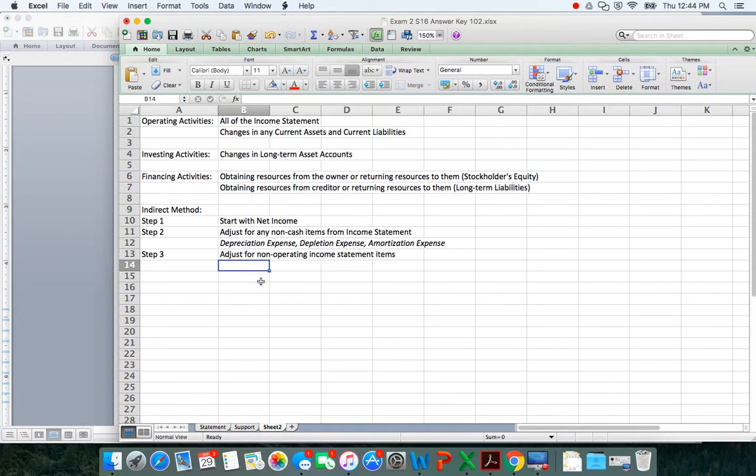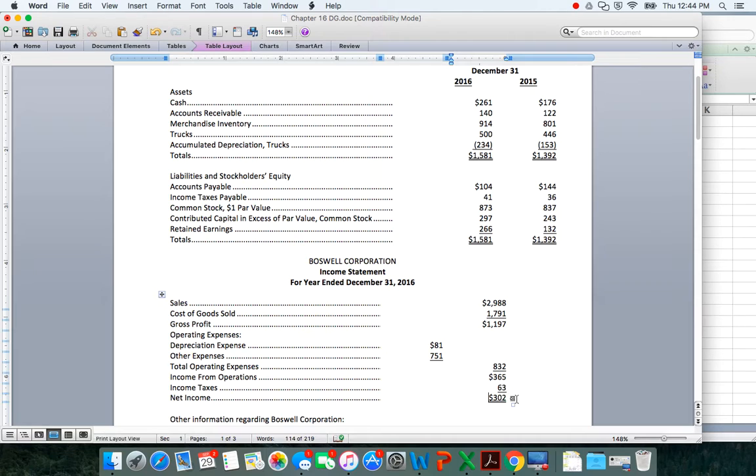So what I'm referring to when I say non-operating income statement items, I am specifically referring to any sort of gains or losses that we see on our income statement. Gains or losses. So if I have a gain or a loss, let's say for example, I sold a piece of land and I have a loss on sale of land. That loss on sale of land is part of, because it would be on the income statement, it would be part of this net income number.